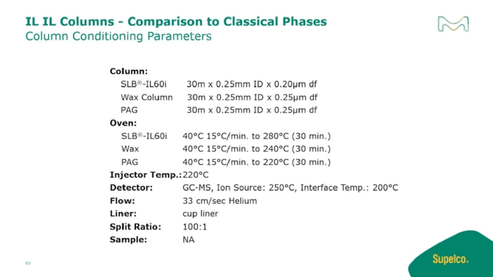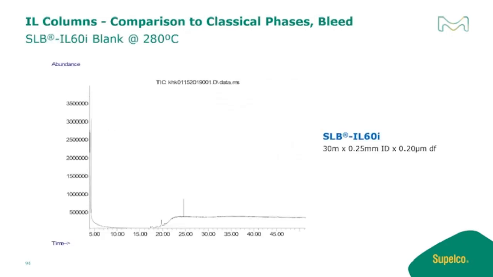And you can see we stress the ionic liquid column a little bit more, taking it to 280 degrees C, whereas with the wax and the PAG phase, we are only running them up in our analysis to 240 and 220 degrees respectively. So here's what the blank looks like of the SLBI-60I. Very low background counts, very little coming off of the column at 280 degrees C.